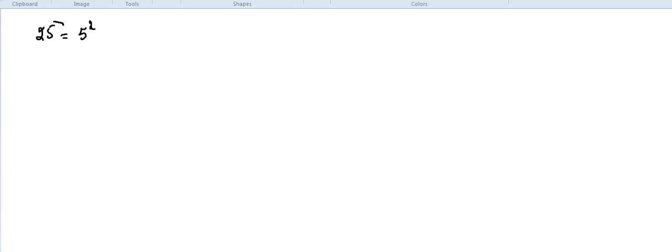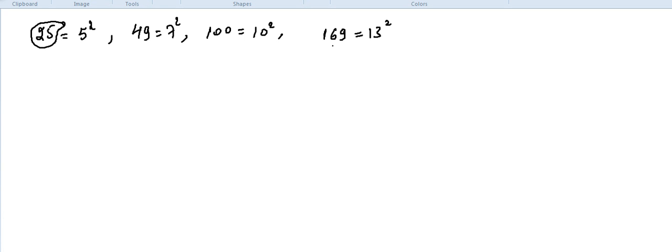So we call 25 a perfect square number because we can write it as a whole number to the power 2. So it's a perfect square, like 25, like 49, which is 7 squared, like 100, which is 10 squared, like 169, which is 13 squared. We call them perfect square numbers.